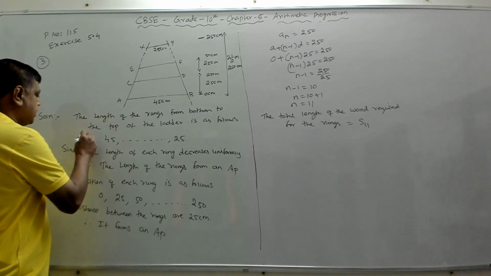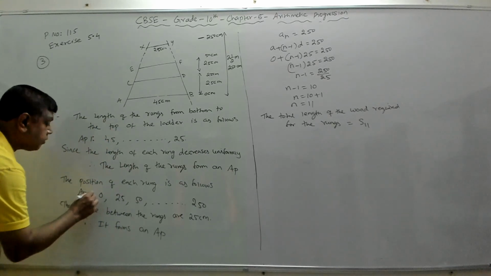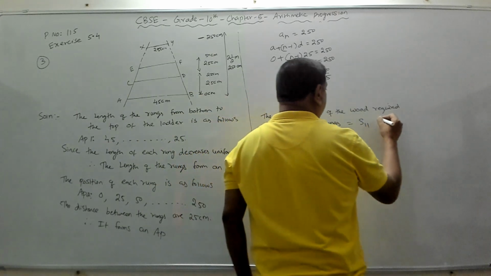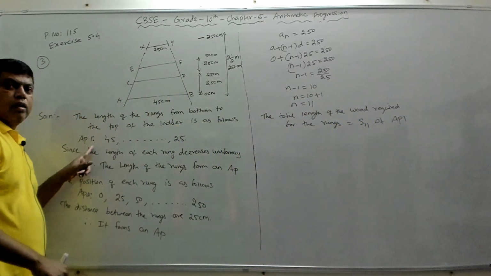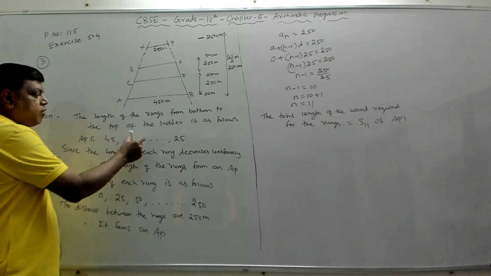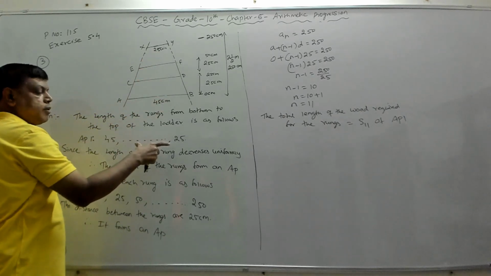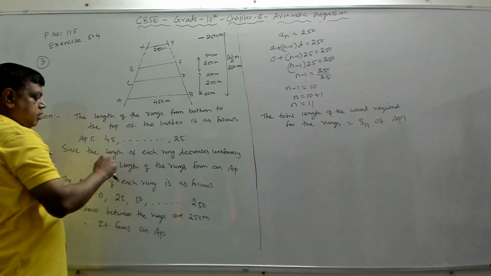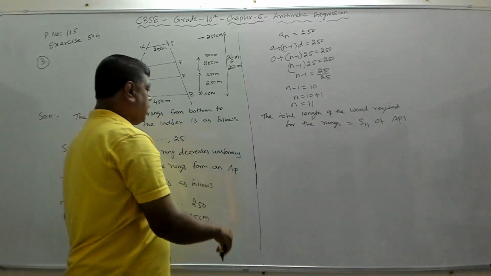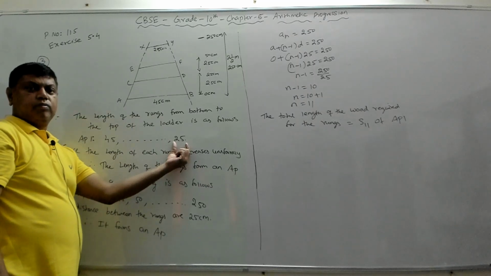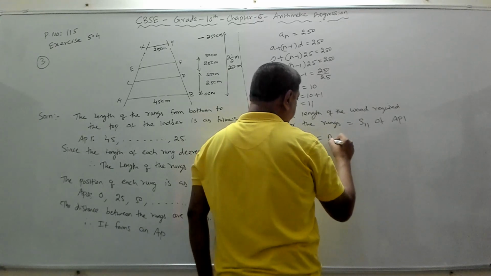We can maybe call this as AP1 and this we can call it as AP2. We have to find the sum S11 of AP1 for this AP. We have to find the sum because this is the length of each rung. 45, this is 45, like that, this is some length and this is 25. And all these are decreasing uniformly, therefore it's an AP. So S11 we have to find, and we know the last term. When you know the last term, what is Sn formula? Sn is equal to n by 2 into A plus An.